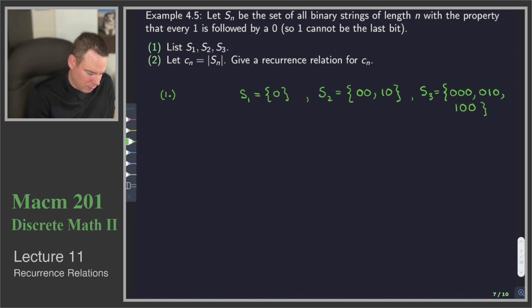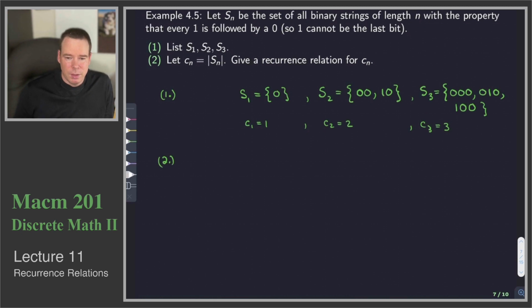So what we have is that question 2 says let C sub n be the size of these sets. So C sub 1 in this case would be 1, C sub 2 would be 2, and C sub 3 would be 3. Now let's go ahead and look at what question 2 is asking. Question 2 is now saying, let's come up with a recurrence relation for C sub n. So C sub n will form this sequence of values, which are sizes of these sets, big S sub n. How are the C sub n's related to each other?